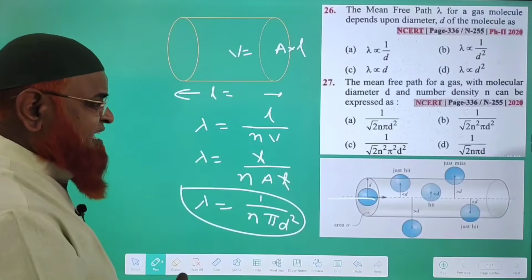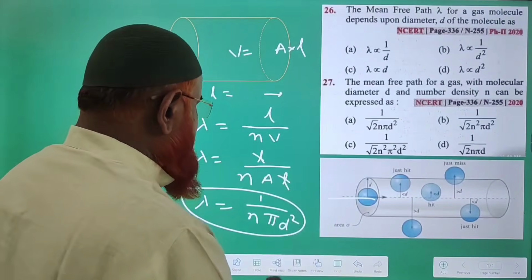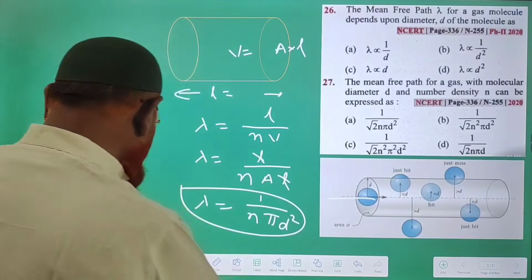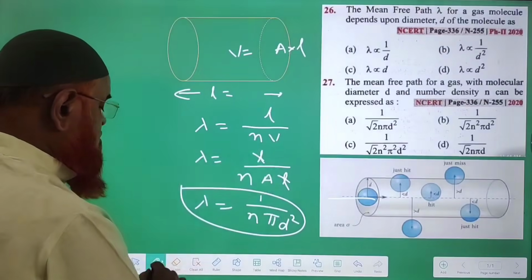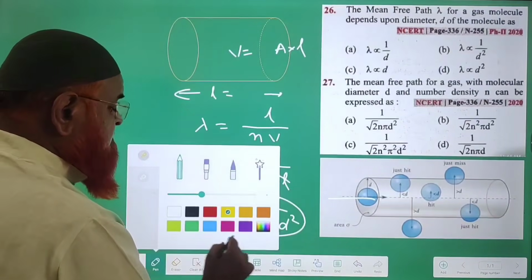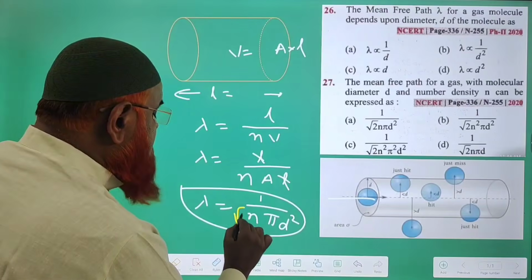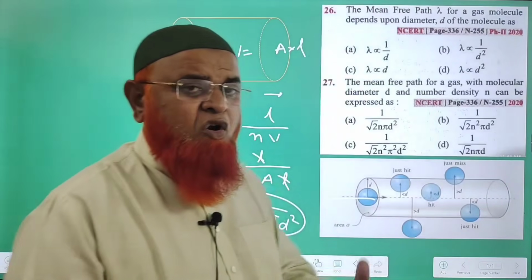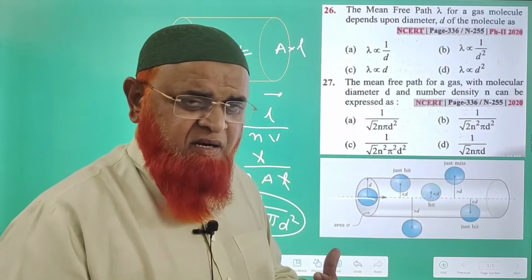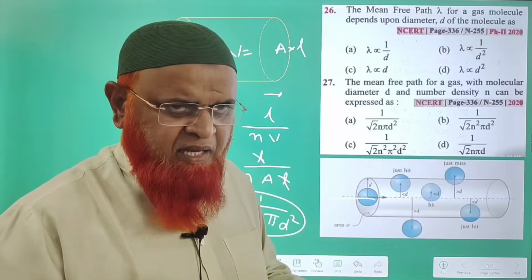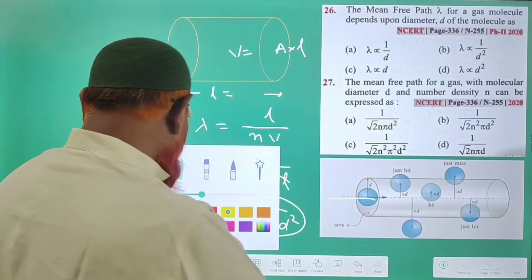But you have to add one more constant here. What is that constant? In this formula you have to add root 2 also. One constant you have to add in the denominator. That means your formula is ready. Now you can solve this problem very easily.